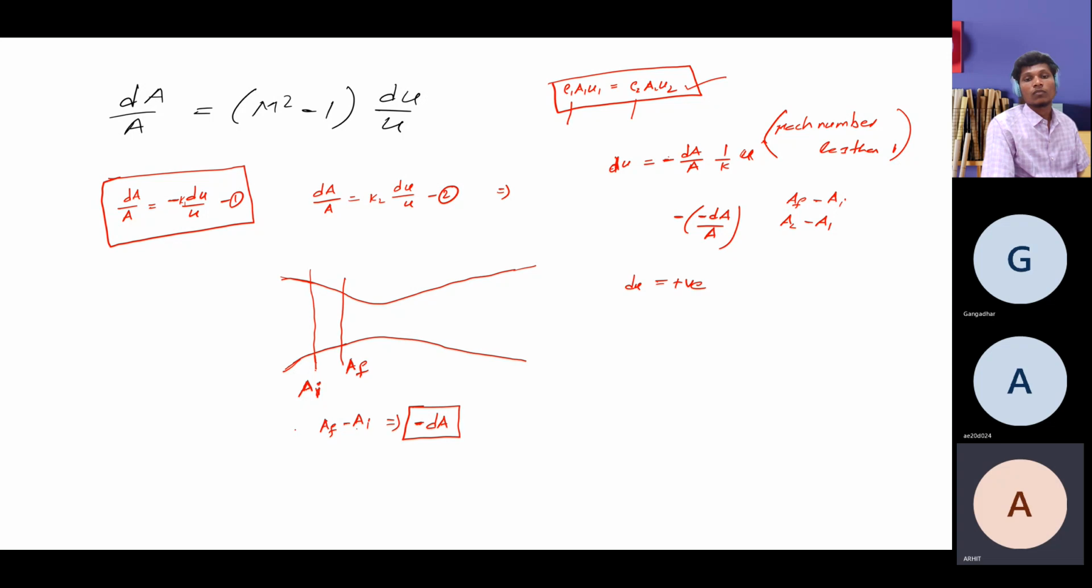If the final area is less than the initial area, then dA is less than zero. My final area is smaller, so we get a negative area value, minus dA. We'll get the negative area, minus dA.